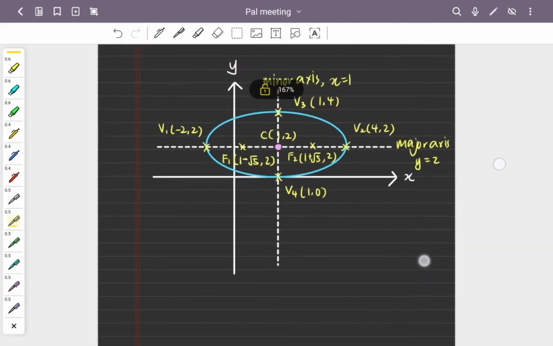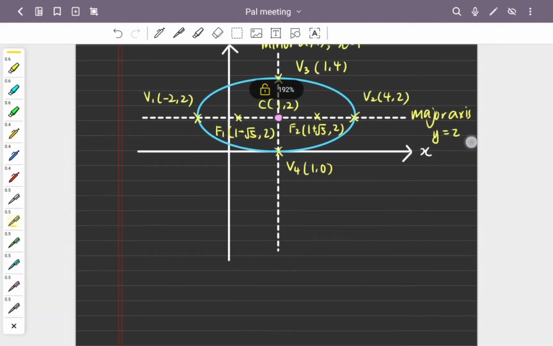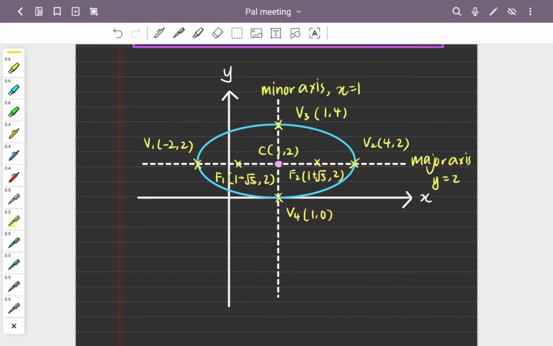Basically, sketching the graph is not that hard, and you just need to apply the basic knowledge. And for the foci, you can just label in between the vertices and also the center. And I guess that's it for now.